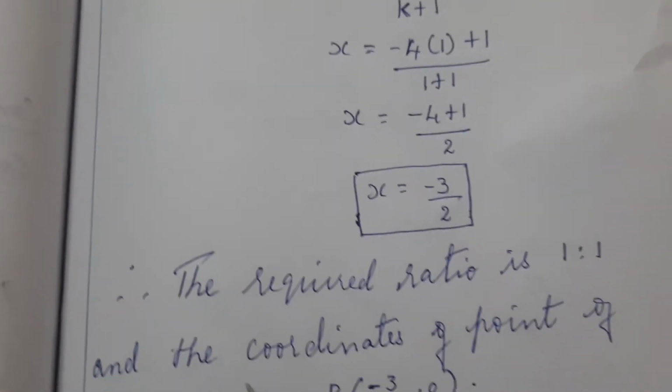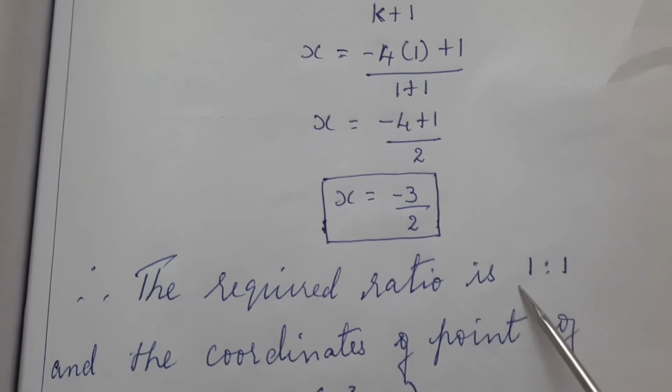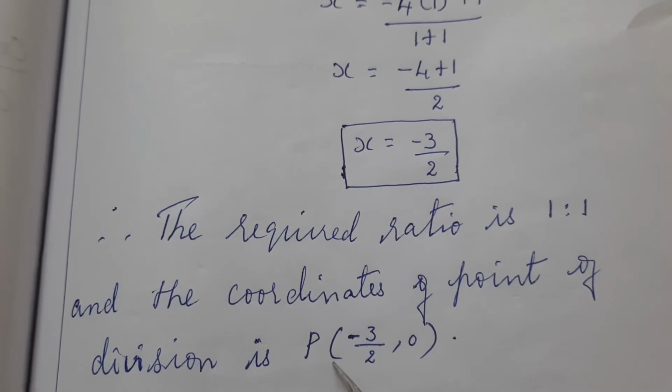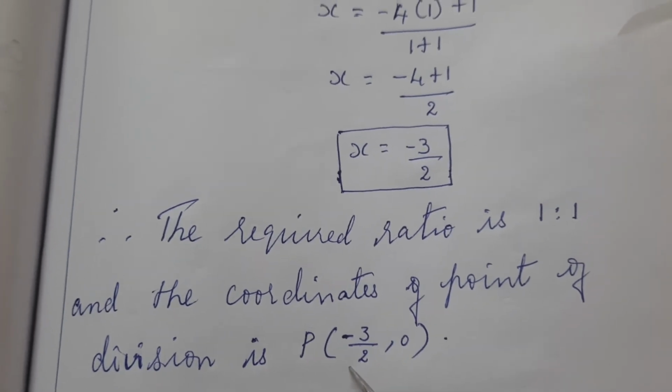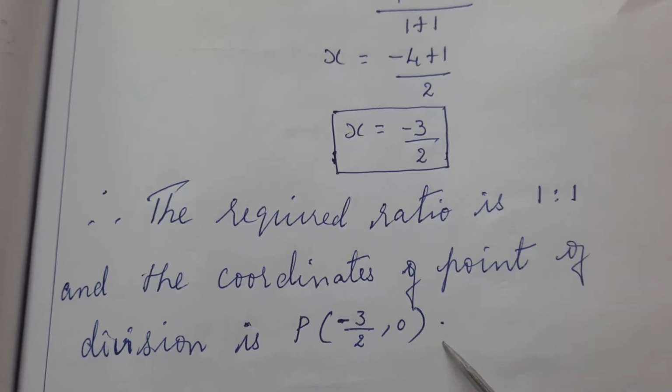So now, therefore, the required ratio is, we have assumed the ratio to be k is to 1. k value is 1, so the required ratio is 1 is to 1. And the coordinates of the point of division, we have assumed that is P of x comma 0. x value is minus 3 by 2. So P of minus 3 by 2 comma 0.